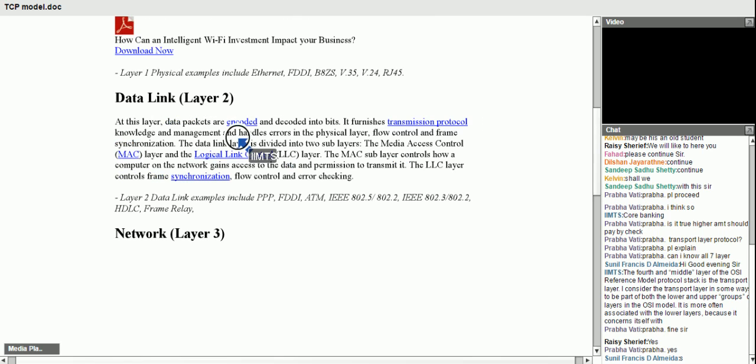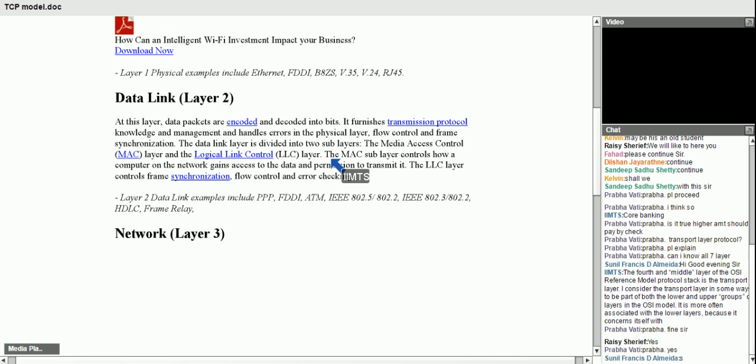Then comes the data link layer. So at this layer, data packets are encoded and decoded into bits. It furnishes transmission protocol knowledge and management and handles errors in the physical layer, flow control and frame synchronization.